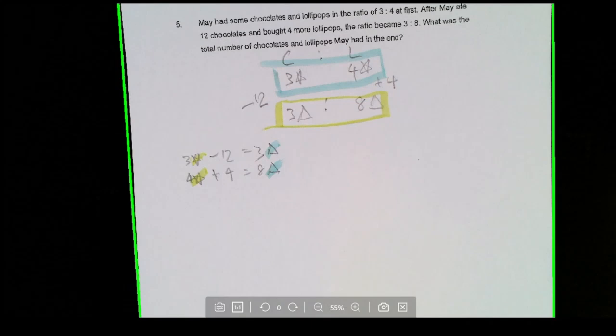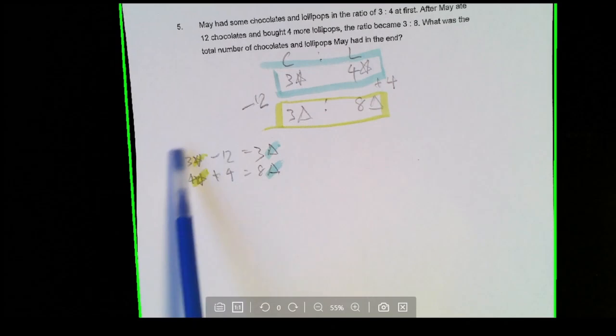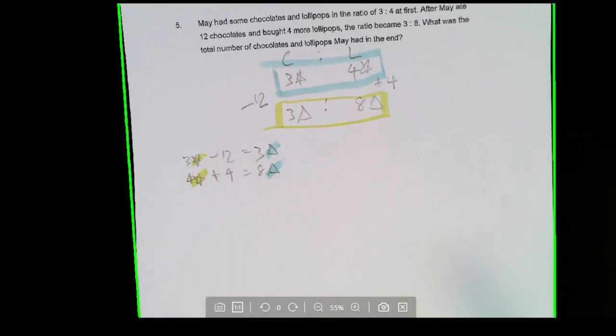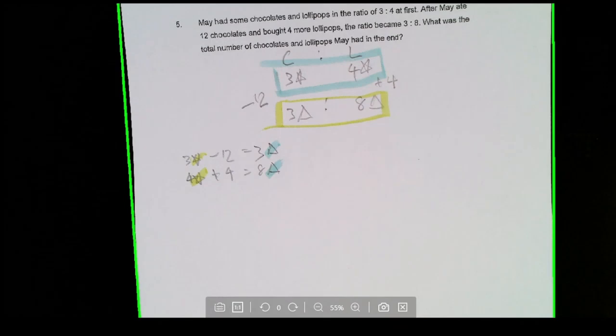So, which one should I get rid of? Okay. In this case, I think I will get rid of star. I will make these two the same, and then minus away to get rid of the star. Which means the common multiple of 3 and 4 is 12.